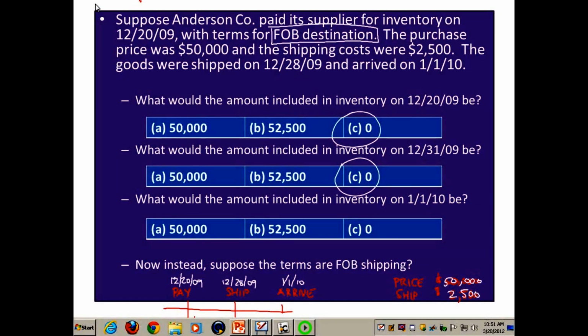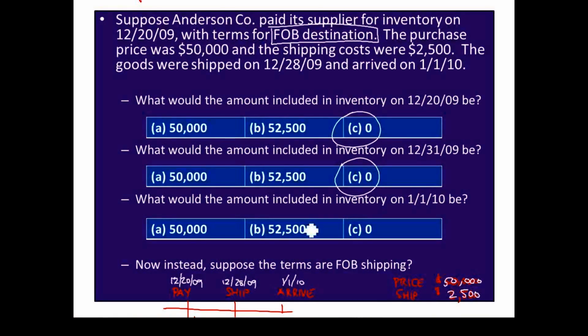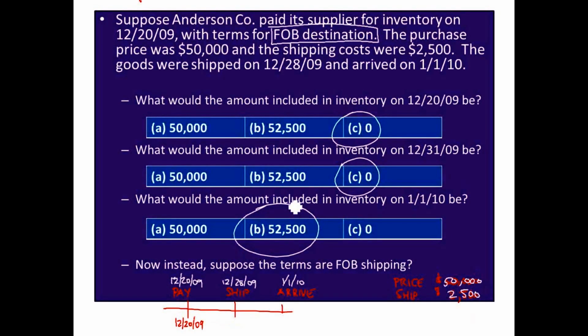If we're on a test, then I would probably try to specify who pays the shipping cost, the buyer or the seller. But here, the presumption is it's the buyer who's paying the shipping cost, so you would include the full 52.5. Okay, so now, what would be the difference in your answers here if the terms, so still, the customer is paying the shipping cost, so the buyer is paying for the shipping, but the terms were FOB shipping instead. When does the inventory become the customer's?